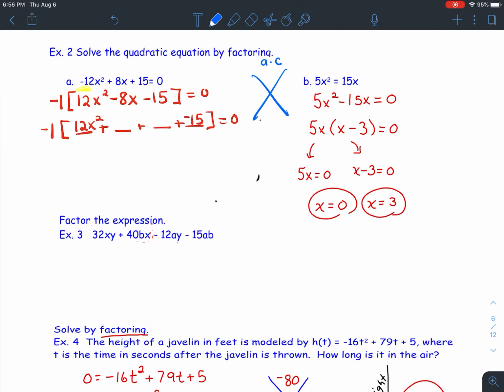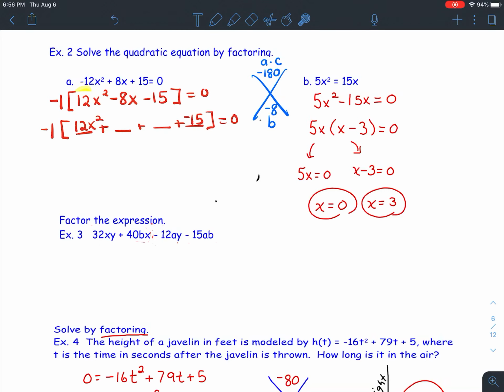Now here's where it's going to get kind of crazy. A times C, ooh, this is a big number. A is 12, and C is -15. So those two numbers multiplied together are -180, and the B value is -8. You always want to look at this step here. Don't look at the original problem. Look at once the lead coefficient has been made positive. 12 is the A, -8 is the B, -15 is the C.